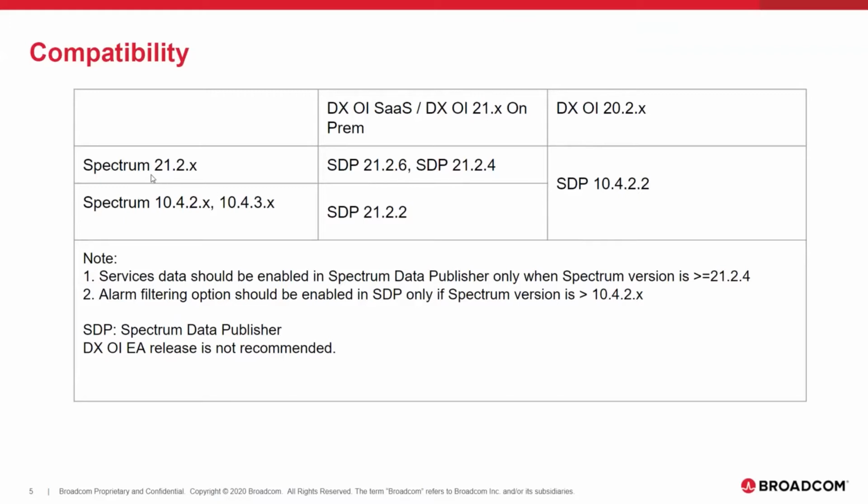So we recommend a customer using a 21.2.x Spectrum version can use Spectrum Data Publisher 21.2.6, or if they are already using 21.2.4, they can continue using that, with the DXOI SaaS as well as on-prem 21.x OI releases. Similarly, if the customer is on 10.4.2.x and 10.4.3.x Spectrum releases, they can use Spectrum Data Publisher 21.2.2.